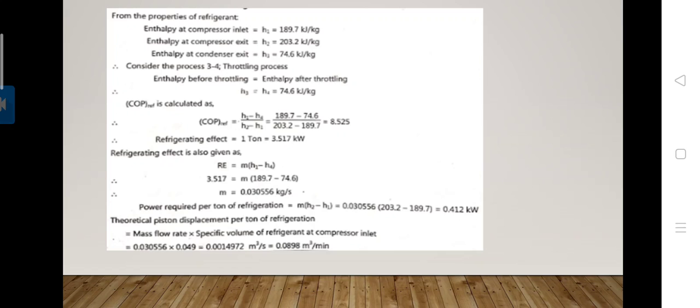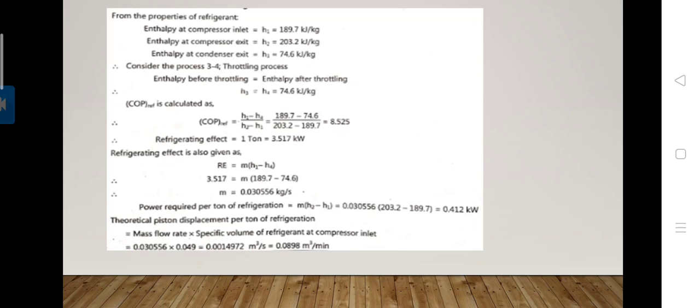Okay, so we have to calculate power required per ton of refrigeration. That is m(h2 − h1), the power required to drive the compressor per ton of refrigeration. That's why we take the compressor work as h2 − h1. By putting in the values, we get power required per ton of refrigeration equal to 0.412 kilowatt.